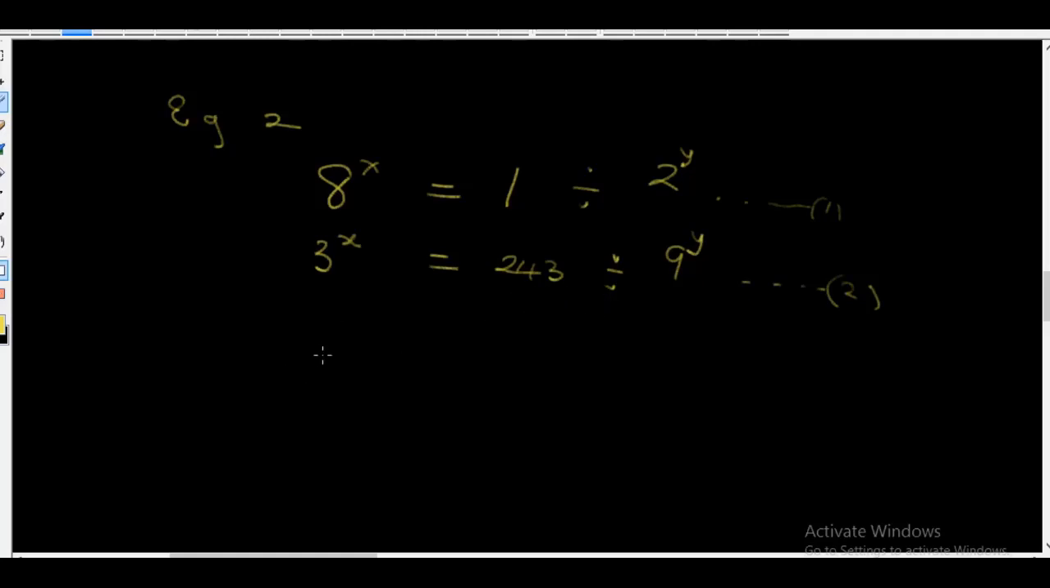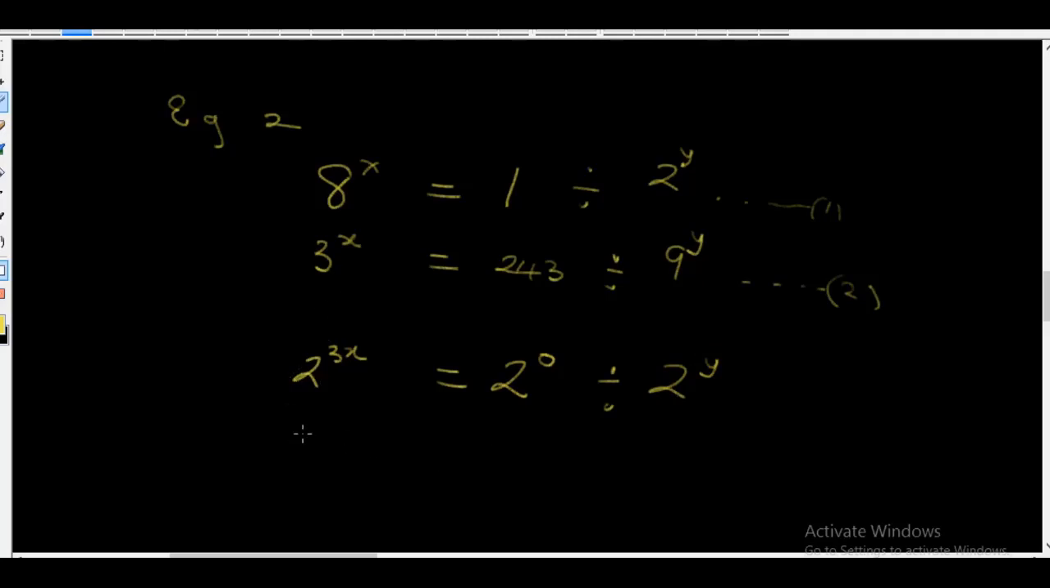So the first thing we do, let's look at the first equation, equation 1. 8 raised to the power x can be written as 2 raised to the power 3x, equal to, this one here can be written as 2 raised to the power 0 divided by 2 raised to the power y.